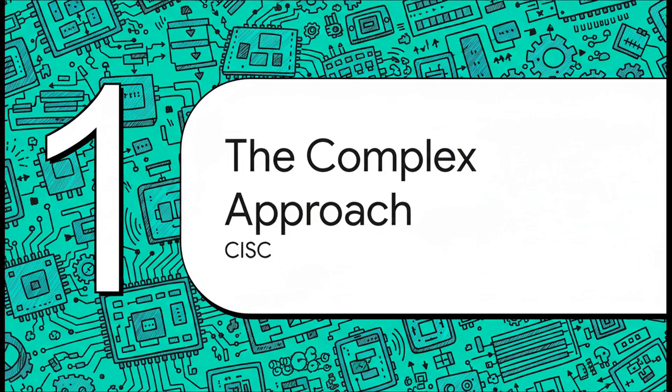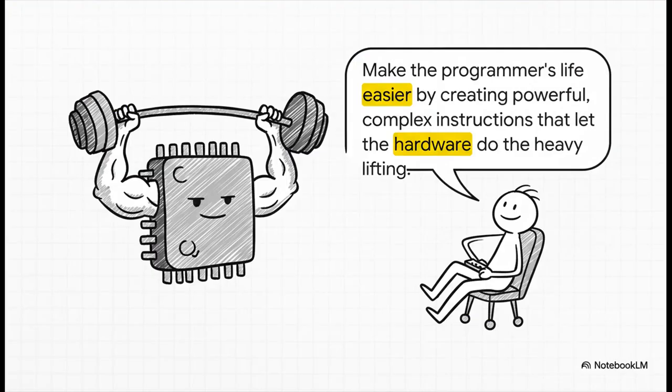All right, first up is the original approach, what's known as CISC. That stands for Complex Instruction Set Computer. And when they first started building processors, this was the most intuitive way to go about it. The philosophy here was pretty straightforward. More is more. The whole idea was to make life easier for programmers. How? By creating really powerful, complex instructions that could do a bunch of different steps all at once. You just let the hardware do all the heavy lifting.